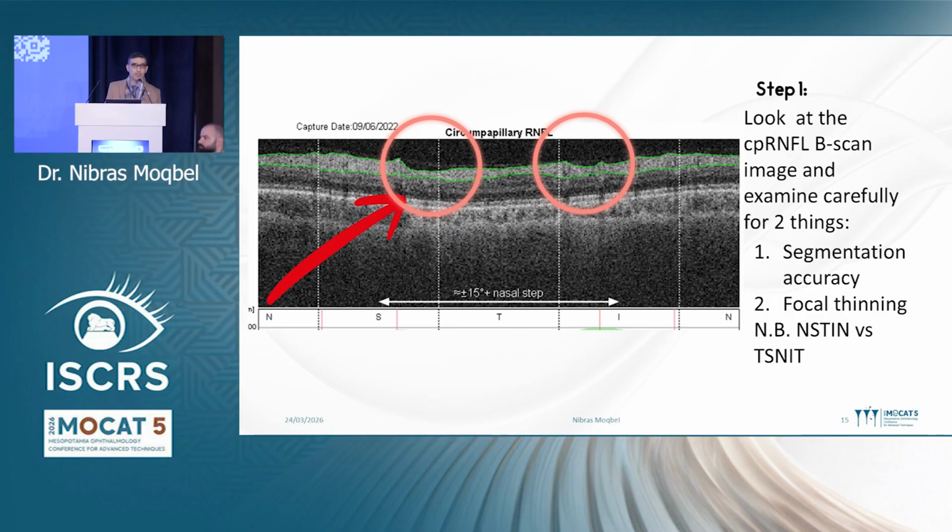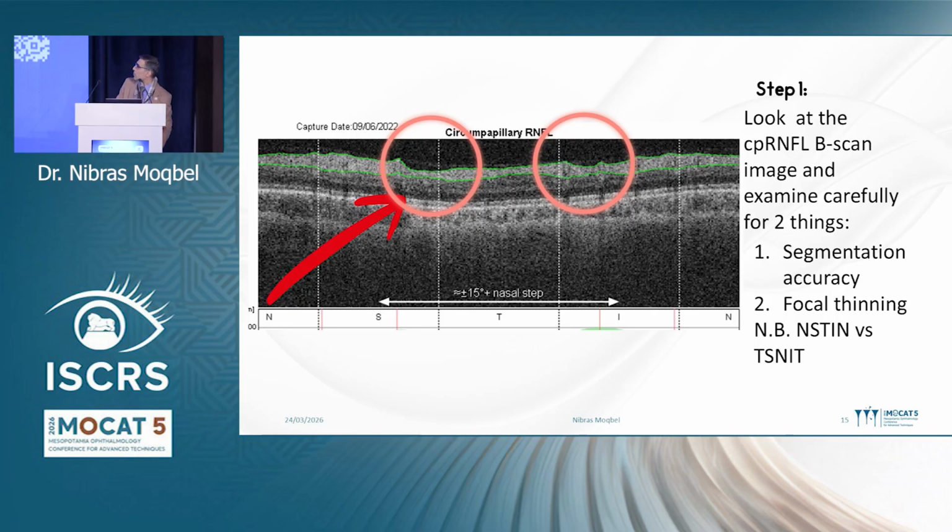In all the reports, the B-scan image, as you notice in this report, is very small, and it's very difficult to judge for segmentation error or for focal narrowing. So try to look at your OCT device if you can find some plot like this, where you can better judge a high-resolution image for any segmentation error or focal thinning.